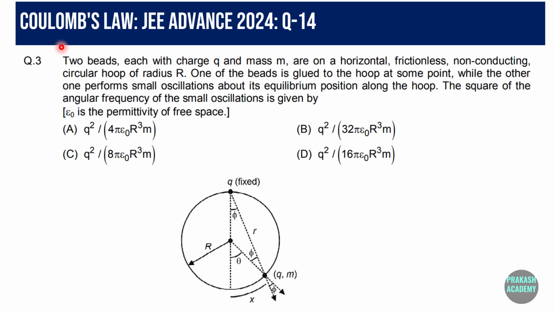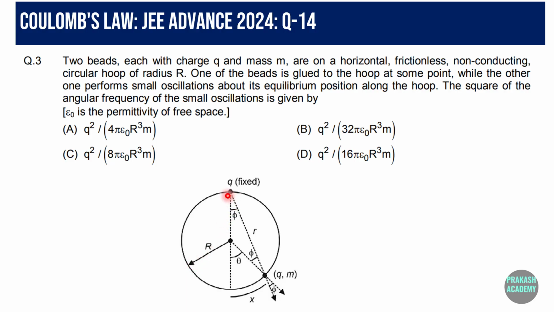This problem is related to the concept of Coulomb's law and simple harmonic motion. The problem says two beads, each with charge q and mass m, are on a horizontal frictionless non-conducting circular hoop of radius r. So this is the circular hoop of radius r. So radius is given.